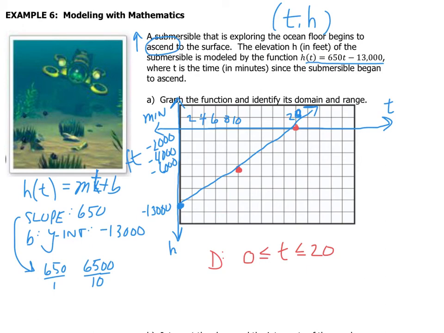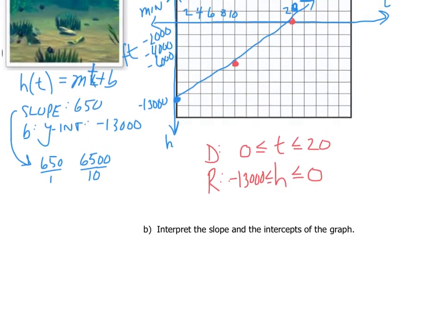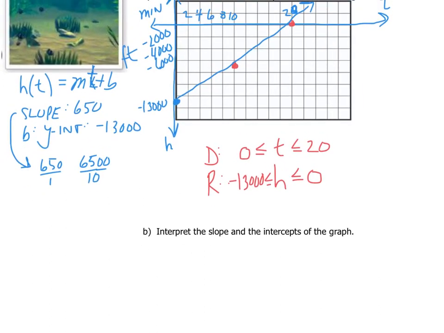When I go to my range, remember range refers to our y values, and in this case our y values are really h's, so we should use that. And what are our y values? Well, our lowest one is negative 13,000 all the way up to and equaling 0 where we have reached the water level. So that would be our domain and our range for this function. Then, just to finalize this last question, interpret the slope and interpret the intercepts.